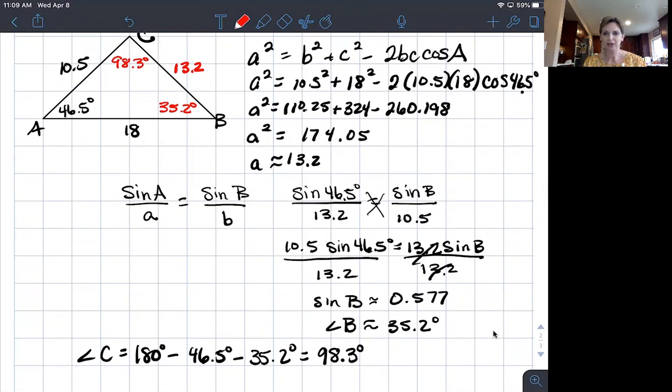Okay, so there you go. There is our law of cosines, a handy tool, pretty nifty for when we need it. It's not terribly hard to use, but a little bit more complicated than the law of sines.